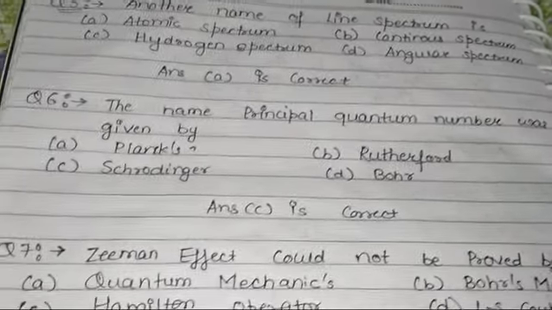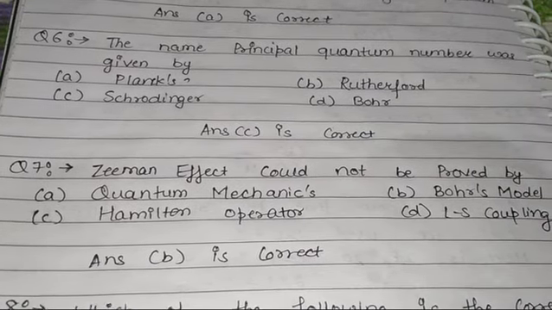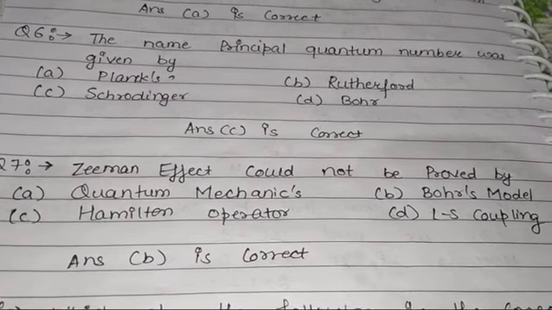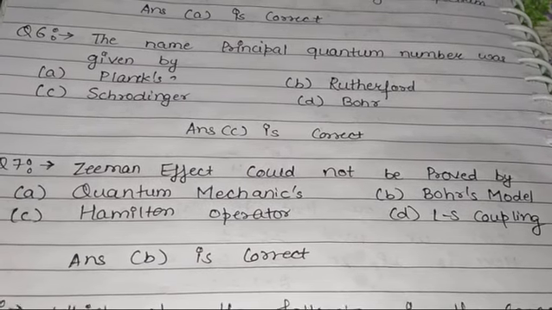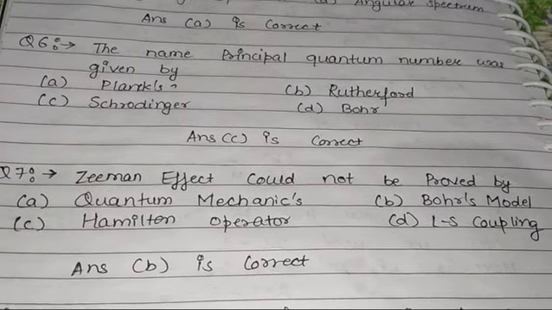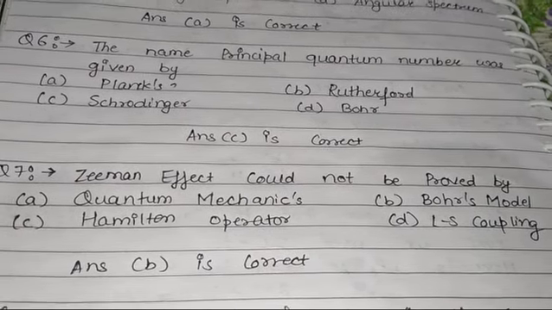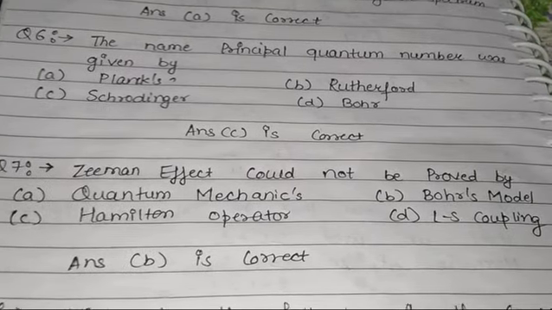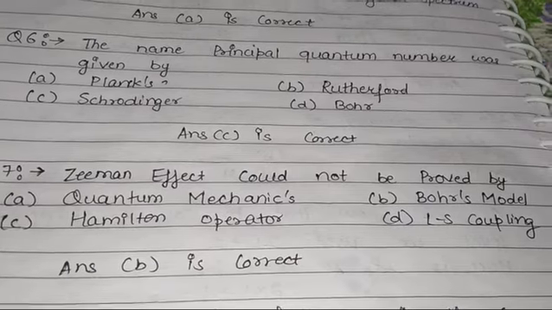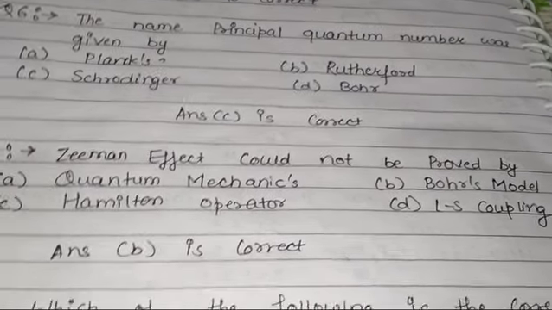Okay friends, now question 7: Zeeman effect could not be proved by A. Quantum mechanics, B. Bohr's model, C. Hamilton operator, D. LS coupling. So Zeeman effect could not be proved by Bohr's model. All other models prove the Zeeman effect: quantum mechanics also, Hamilton operator also, LS coupling also. Only Bohr's model could not prove the Zeeman effect.